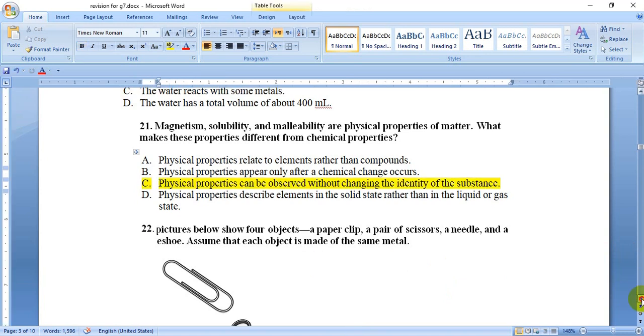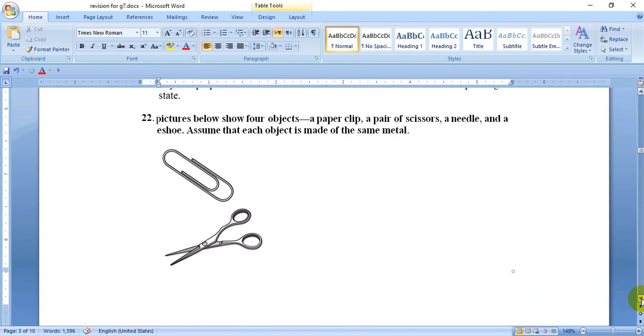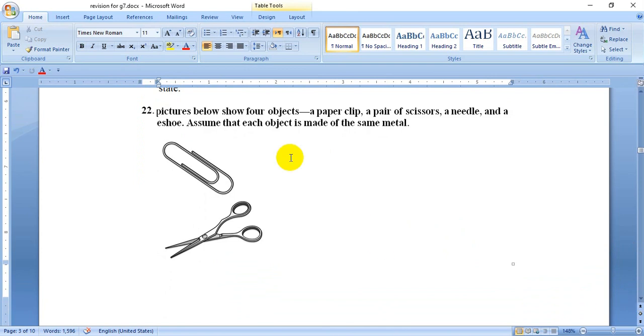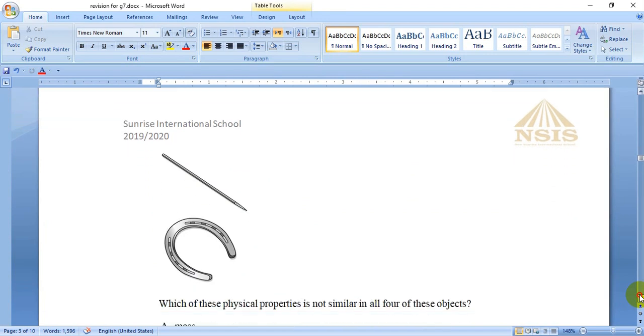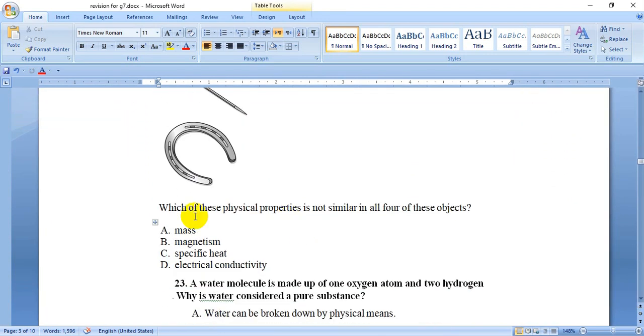Question 22. Pictures below show 4 objects: a paper clip, a pair of scissors, a needle, and a horseshoe. Here we have the paper clip, the scissors, and the needle and horseshoe. Which of these physical properties is not similar in all 4 of these objects? Let's say that they are all made of the same substance.